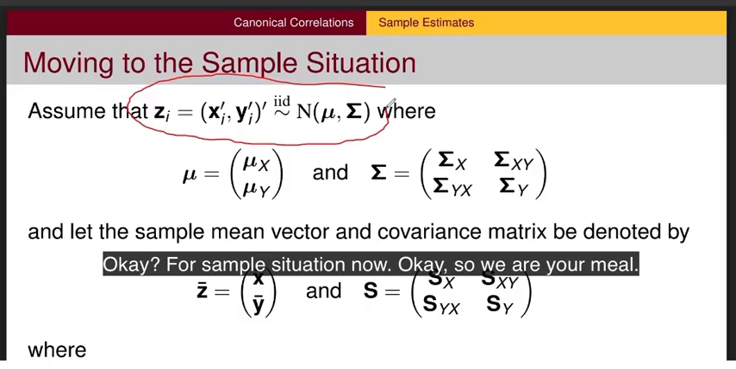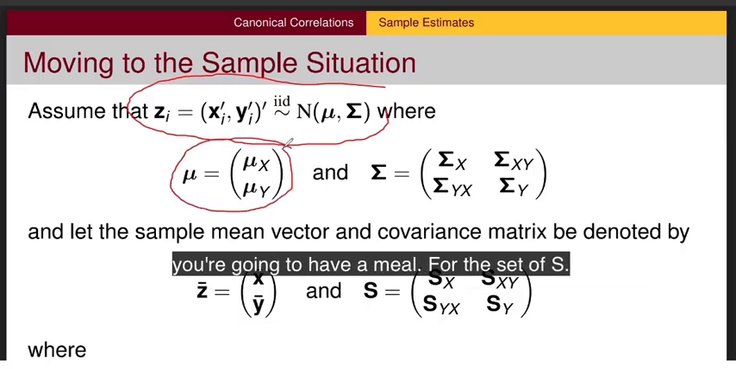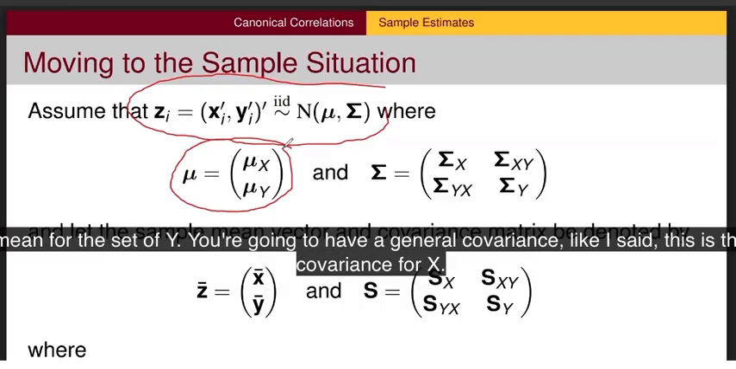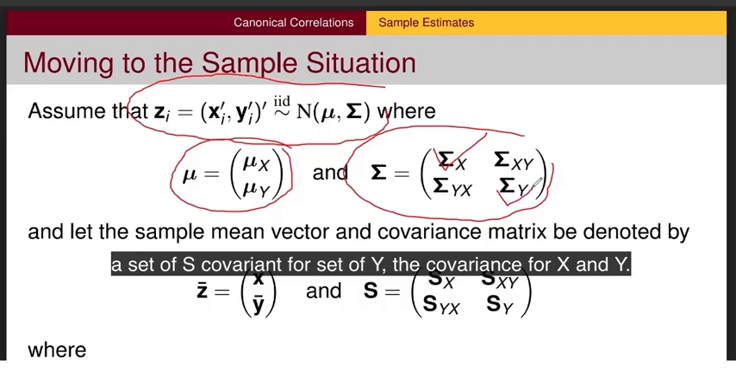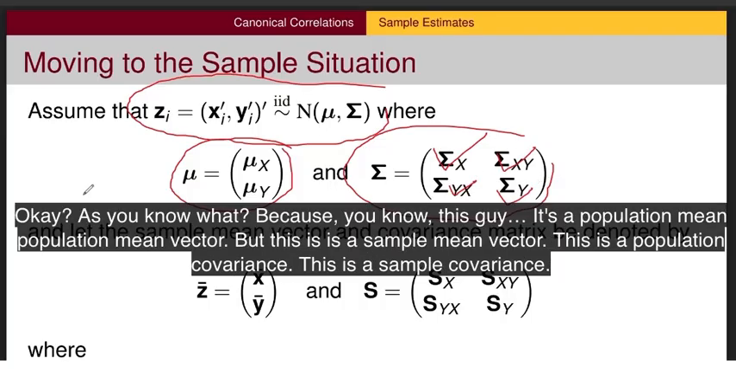So where your mu is, you're going to have a mu for the set of X, a mean for the set of Y. You're going to have a general covariance. Like I said, this is the covariance for the set of X, the covariance for the set of Y, the covariance for X and Y. Okay.